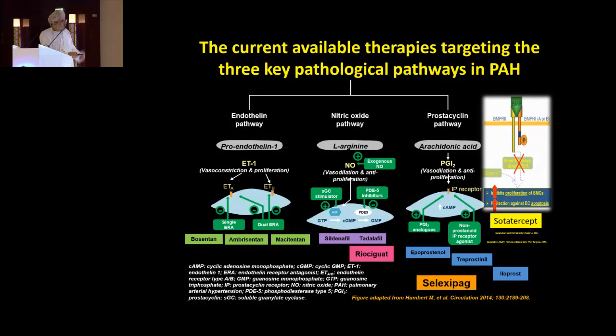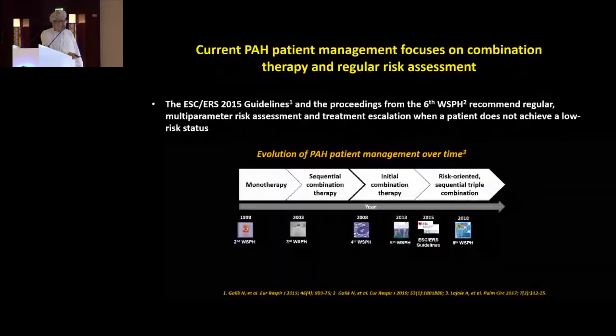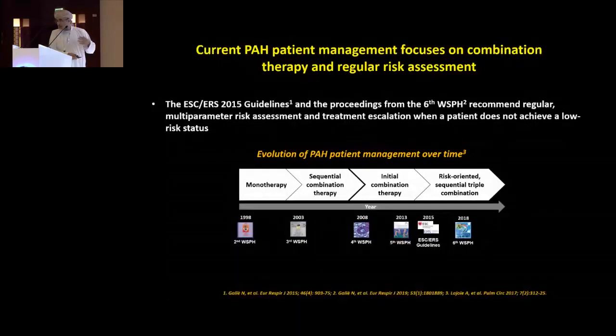What we usually do, this is the evolution of pulmonary hypertension management over time. We started initially with monotherapy and sequential combination therapy. But now we follow initial combination therapy. So the majority of patients with pulmonary hypertension, we start as initial combination, unless it is a very small limited group, which I will show you. And then you do risk-oriented sequential triple combination. So we start with initial combination, and then we do risk-oriented sequential triple. It is not recommended to start upfront triple therapy, though we do sometimes in severe patients. But in fact, you do initial combination and then risk assessment.